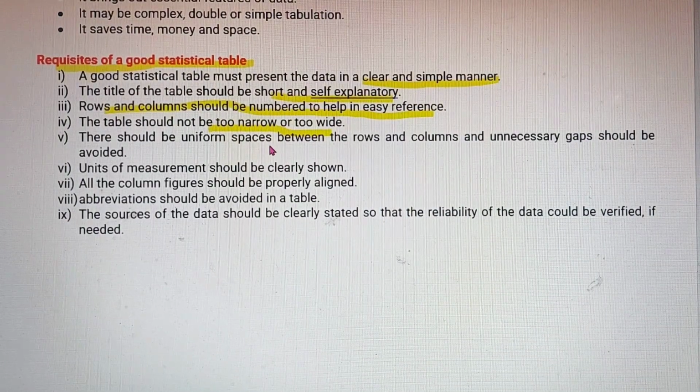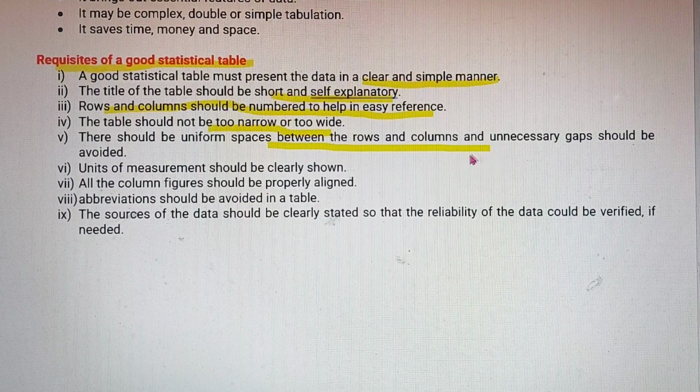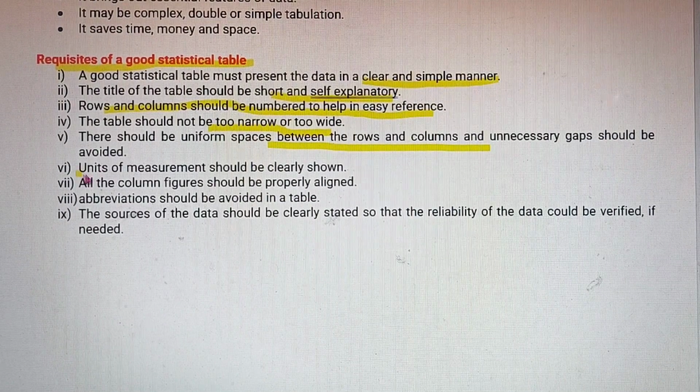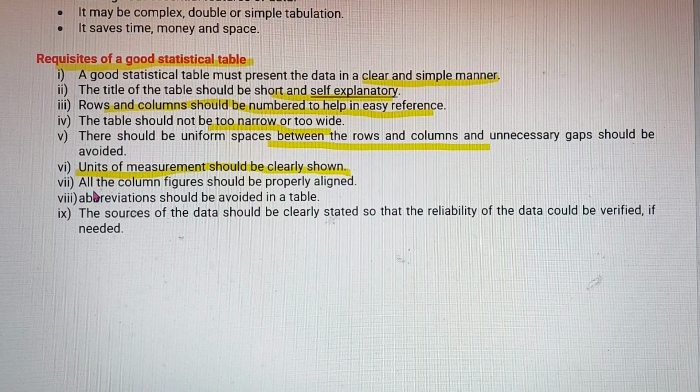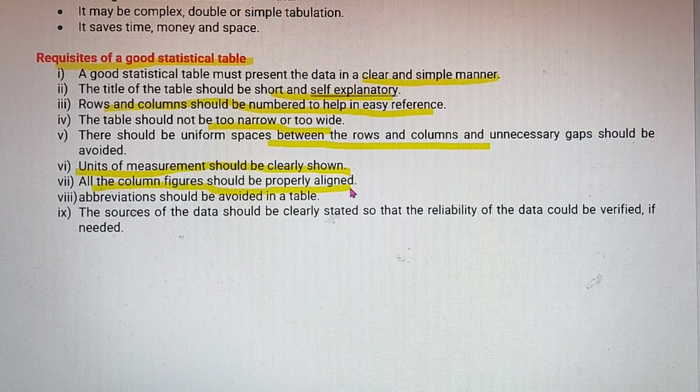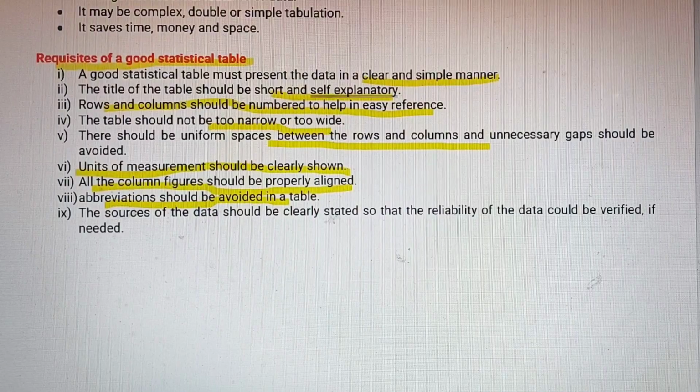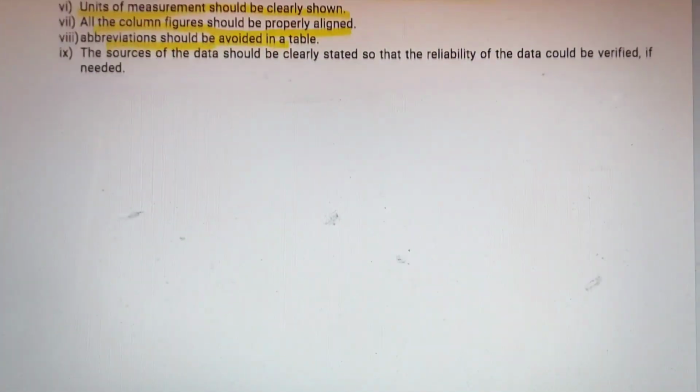And there should be uniform spaces between the rows and columns. The units of measurement should be clearly shown in the statistical table. All the column figures should be properly aligned. Abbreviation should be avoided as far as possible in the table. So like this, you can write.